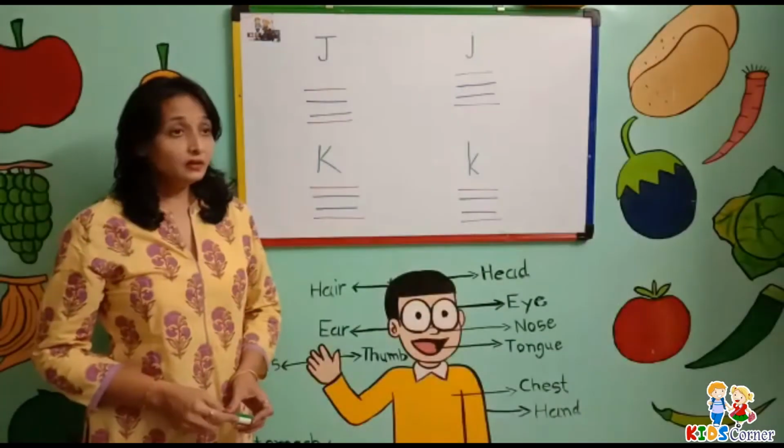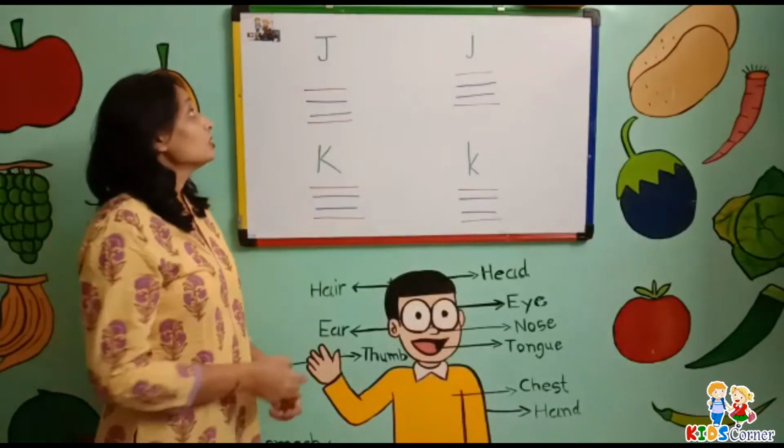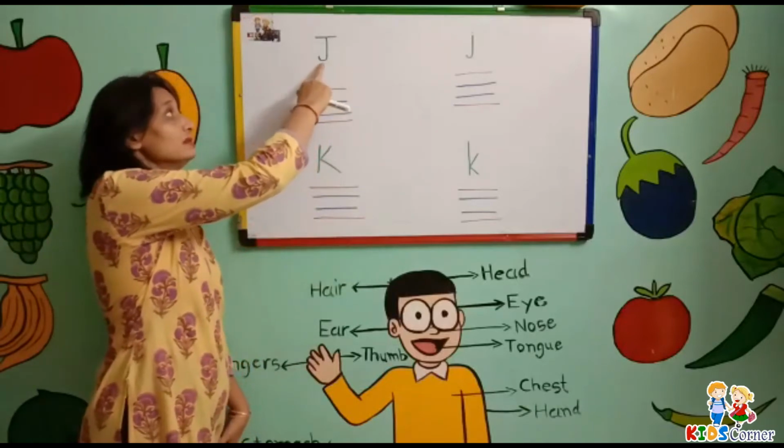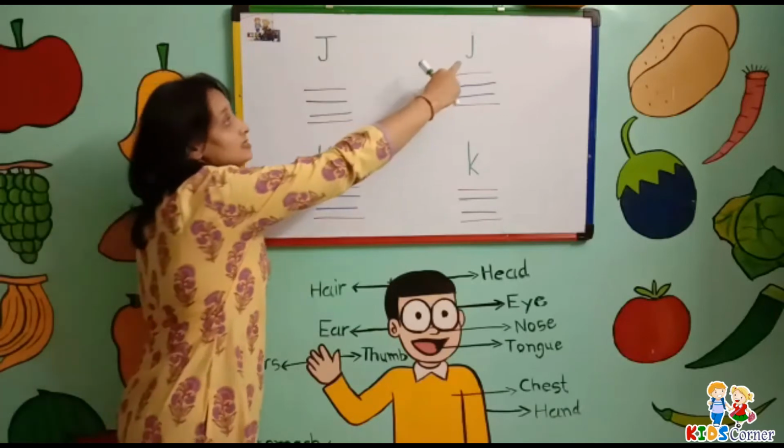Good morning children. Till now we have learned alphabets till I. Today we will start with the next alphabet which is J. So let's start. This is capital J and this is small j.